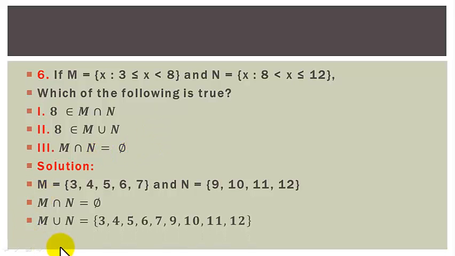Let us also find M union N. M union N is the set of elements that belong to either M or N or both. That is the set of the elements of M and N put together. This set contains the elements 3, 4, 5, 6, 7, 9, 10, 11, and 12. Clearly, as you can see in this set, 8 is not an element of this set. So that means statement number 2 is not true. Statement number 1 is not true. It is only number 3 that is true. So, number 3 only is true.